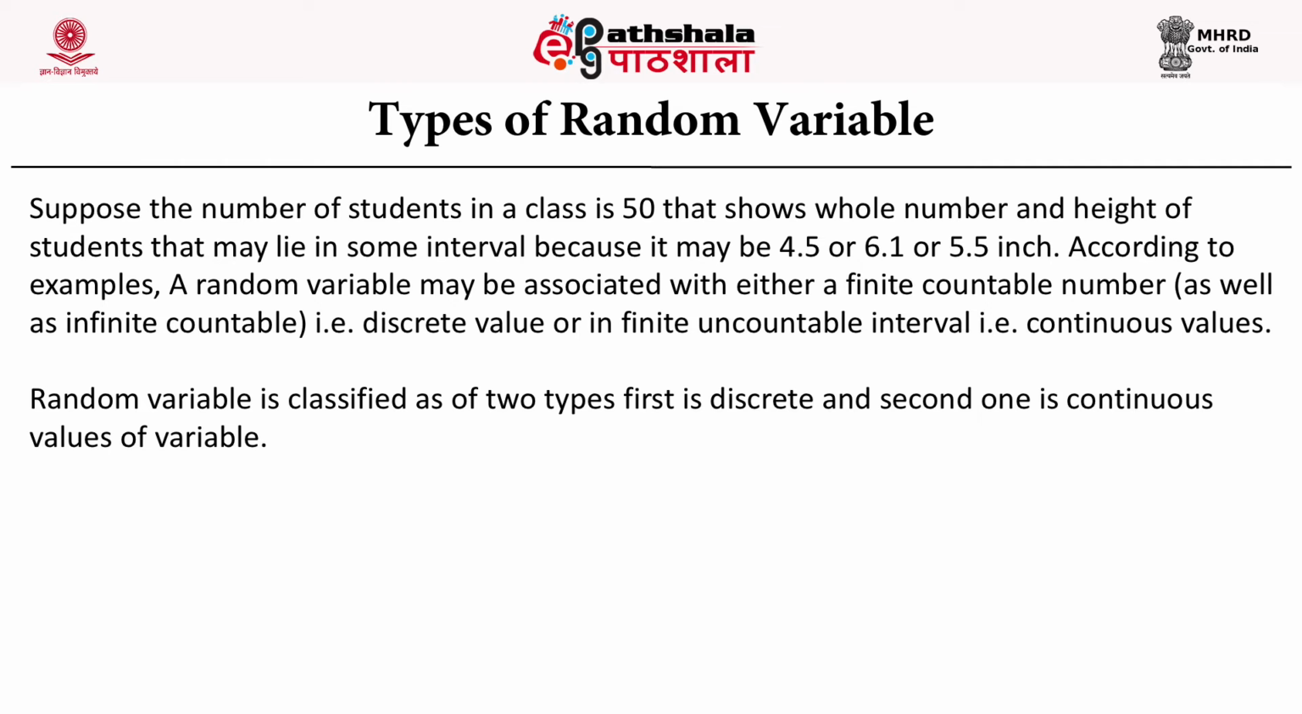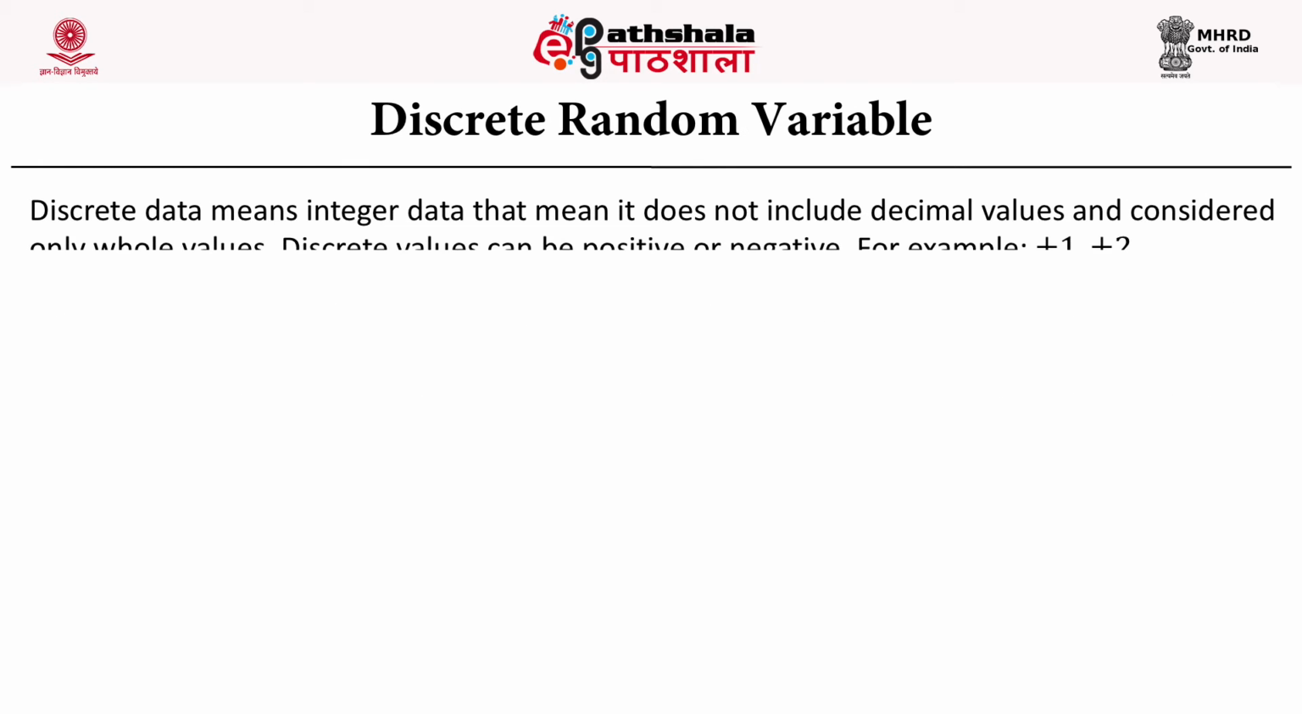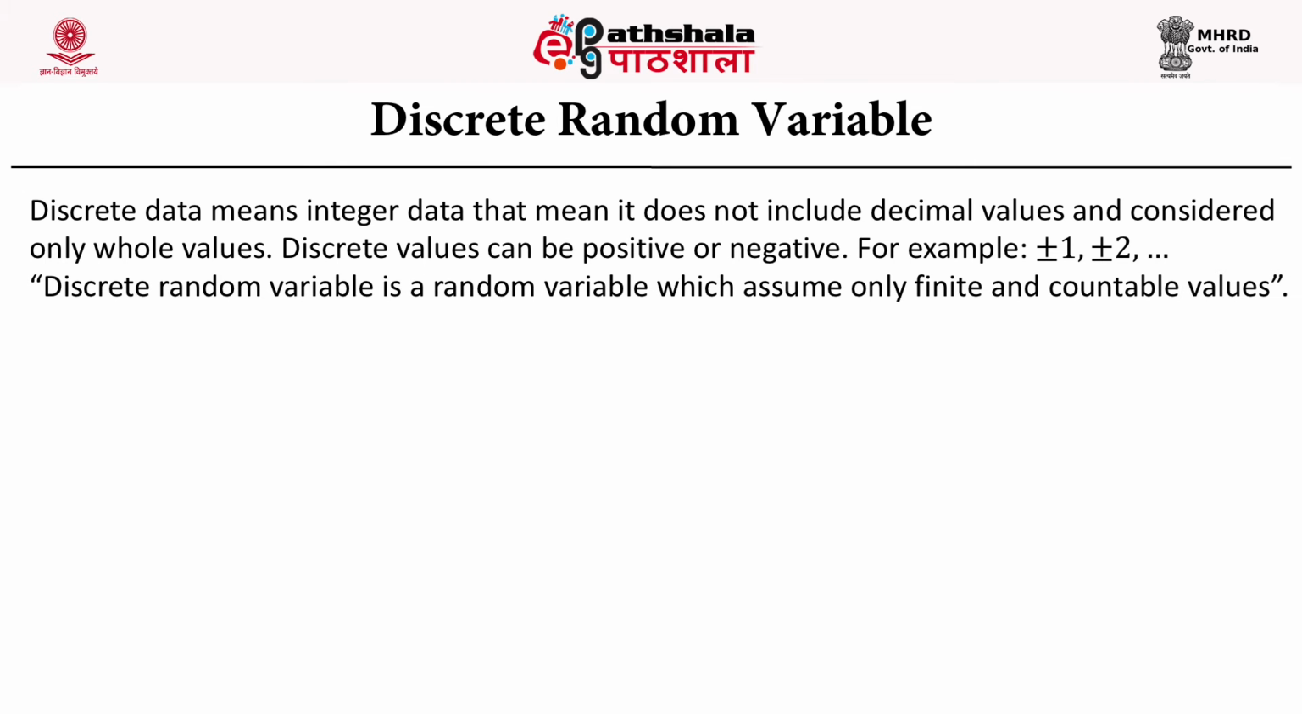Random variables are classified into 2 types. First is discrete and second is continuous. So we would like to start first with the discrete random variable. Discrete data means integer data. That means it does not include decimal values and considers only whole values. Discrete values can be positive or negative, for example plus minus 1, plus minus 2 and so on up to infinity. A discrete random variable is a random variable which assumes only finite or countable values.